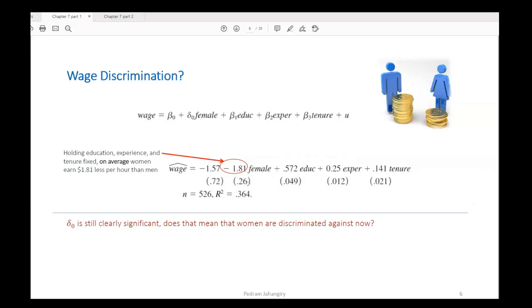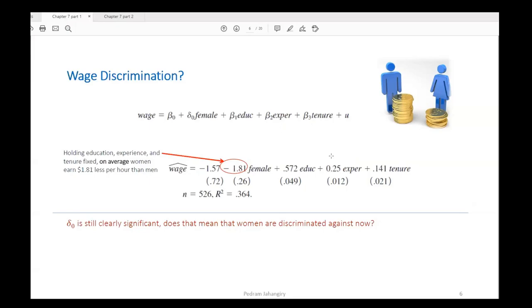Is it significant? Unfortunately and sadly, yes, because 1.8 divided by 0.3-ish is more than 6, so it is still significant. It's bad news, but the good news is that look at the magnitude, it's less than 2.5. Now, delta zero is still clearly significant. Does that mean that women are discriminated against now? The answer is still, we are not sure. So we need to control for more explanatory variables.